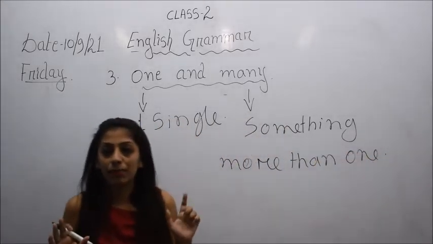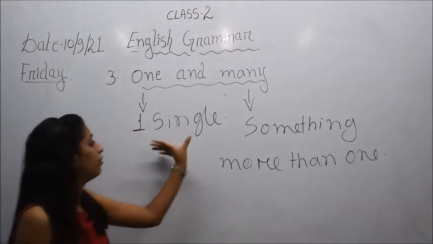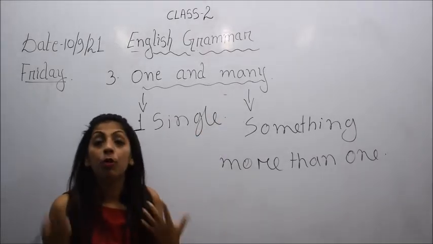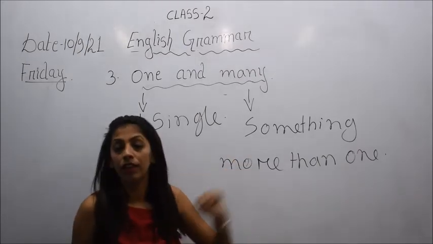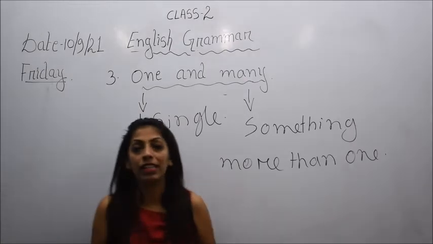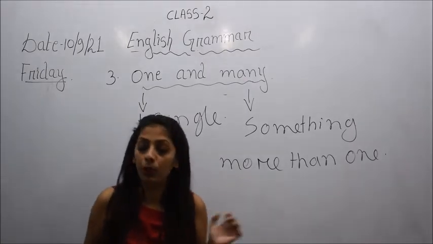So now the concept is clear, okay? One means something one in number, which is single, and many means something more than one. So more than one. Alright. So in lesson number 3, children, we will see what a singular noun is and what a plural noun is.